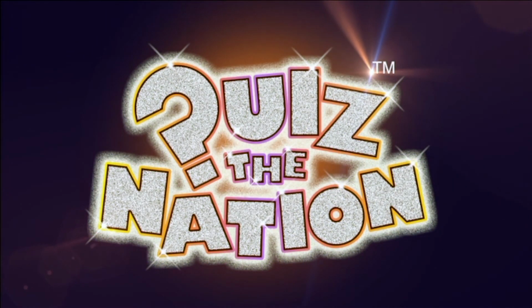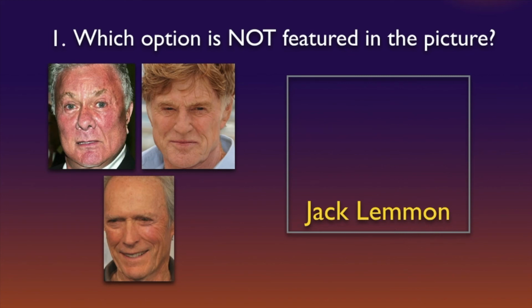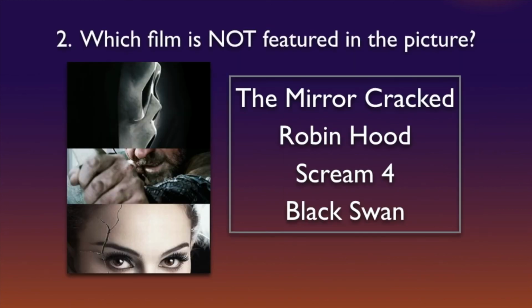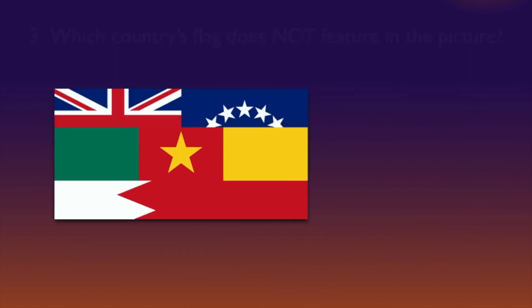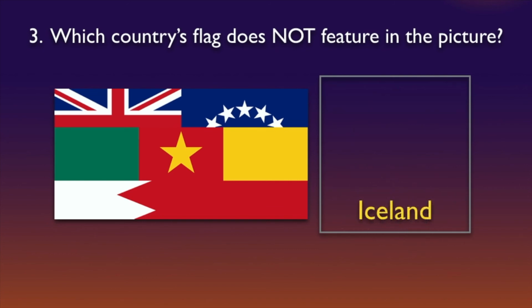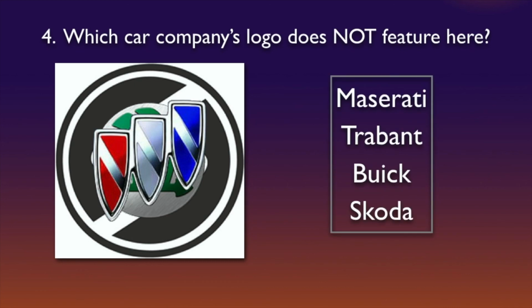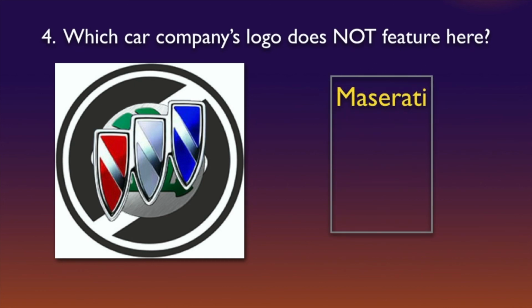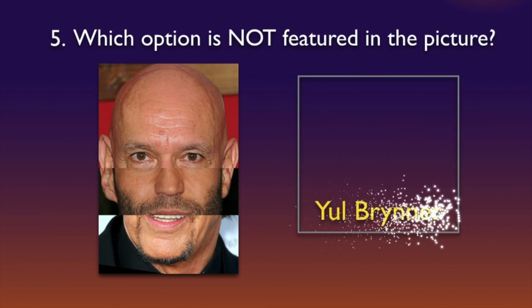So let's go with the answers. Question number 1, the person not featured in the picture was Jack Lemmon. Question number 2, the film not featured, The Mirror Cracked. Question 3, the flag not featured was the flag of Iceland. Question 4, car logos. The car logo not there, Maserati. Question 5, who wasn't featured in the picture? Well, Yul Brynner.